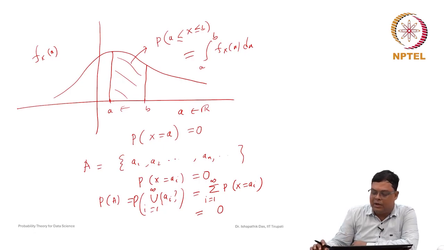Now, suppose you are given the cumulative distribution function. Then how will you find the probability density function? It is very straightforward, because it is defined by the derivative, d/dx of F_X(x). So this is the definition of a probability density function, d/dx of F_X(x) for all x belonging to the real numbers.